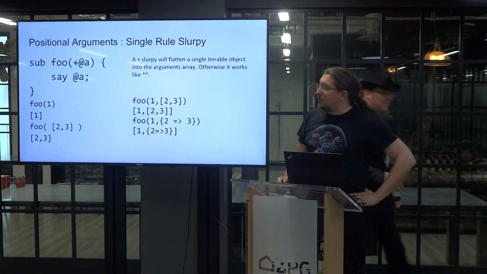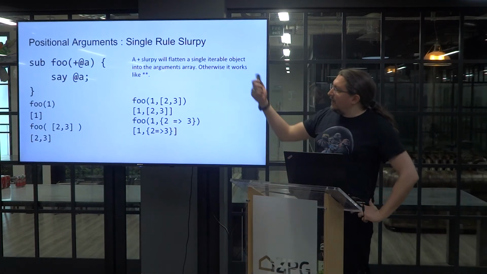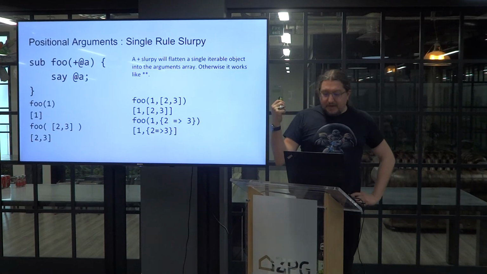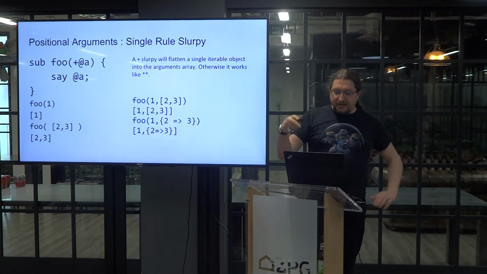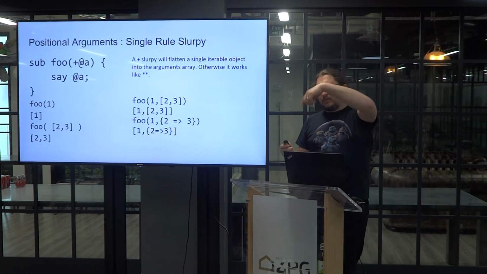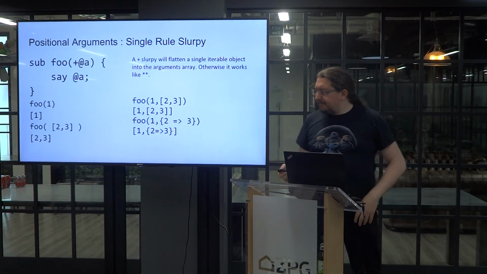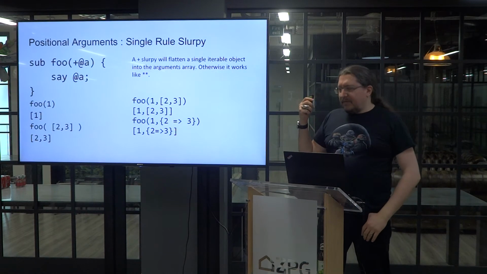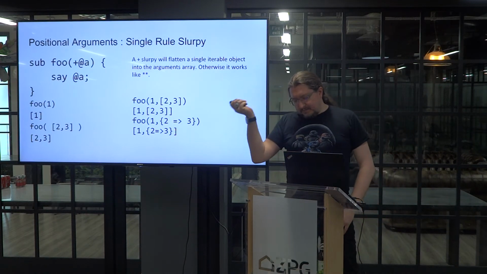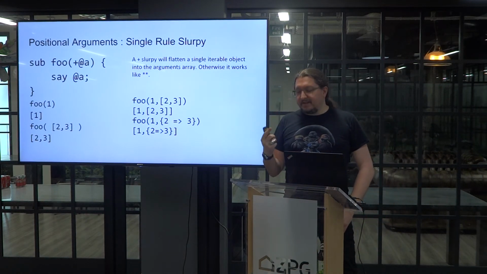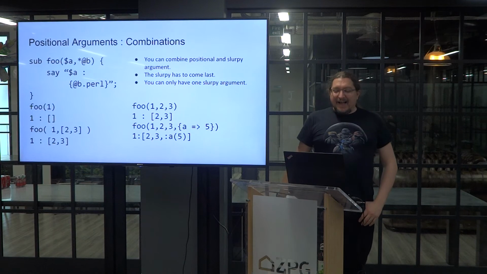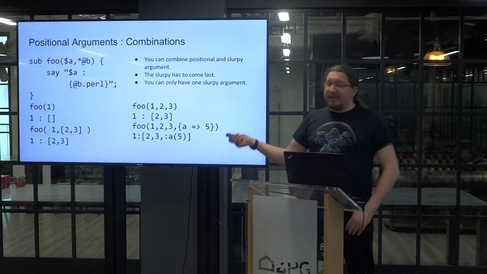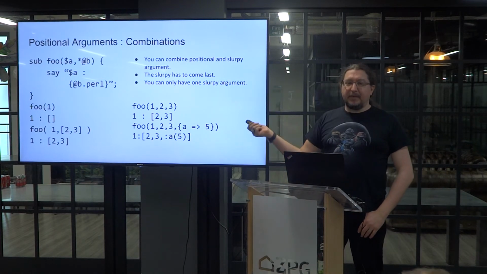And then there's the single rule slurping. So single rule, if you get a single iterable object, then it puts it into the array. Otherwise, it handles all the things. I don't really understand. There's probably a use case for it that I don't get, but there you go. And it's documented. Read the slide.